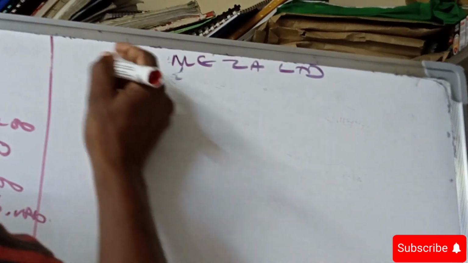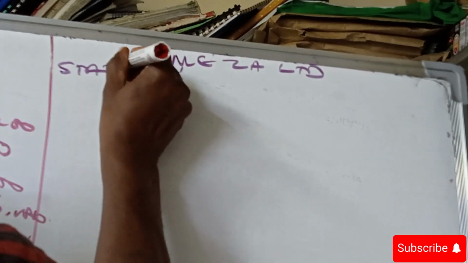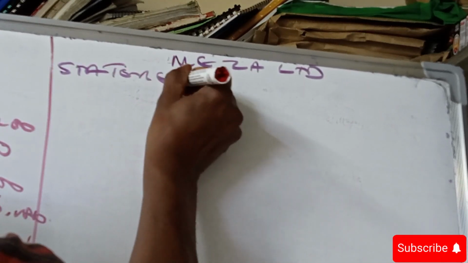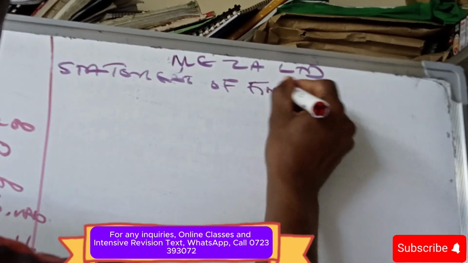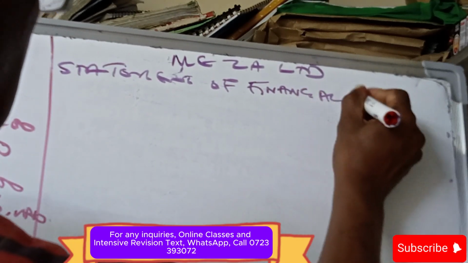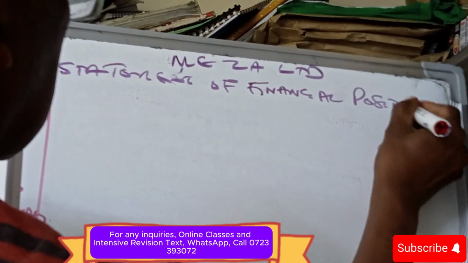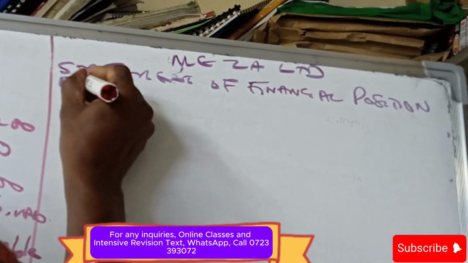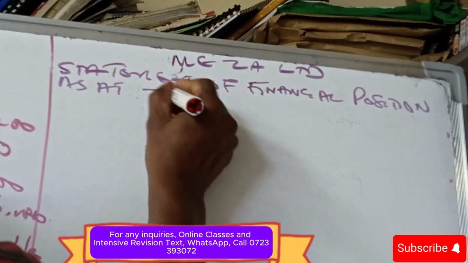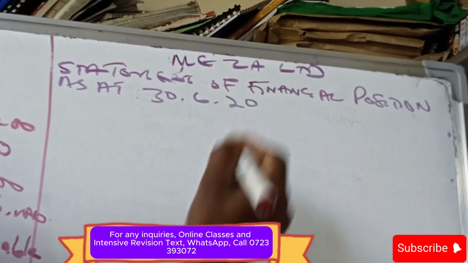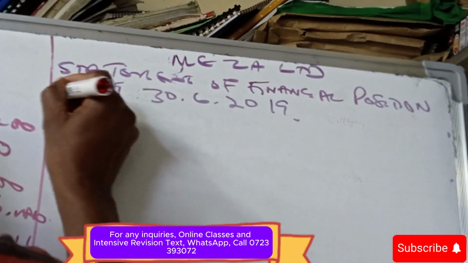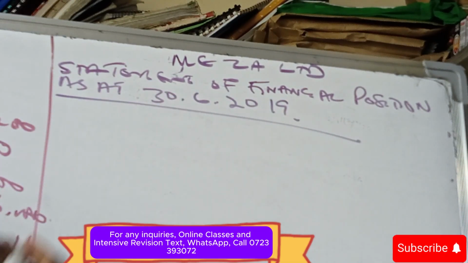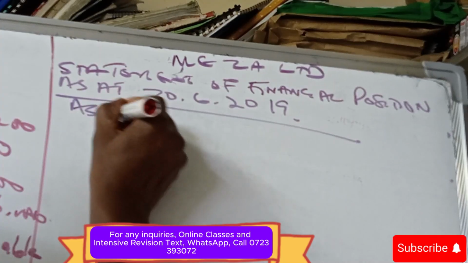Meza Limited statement of financial position as at 30th of June 2019. We start by saying assets, then we say what?